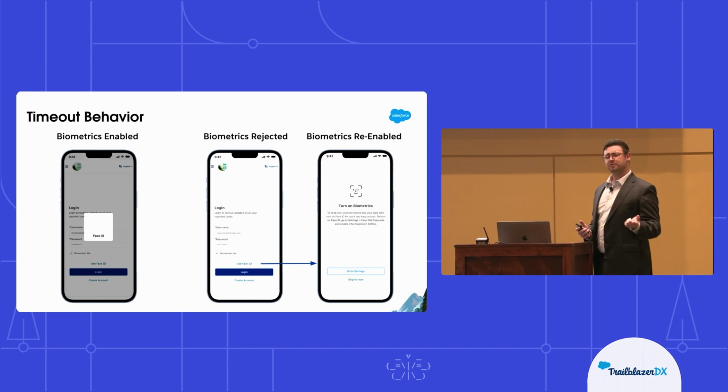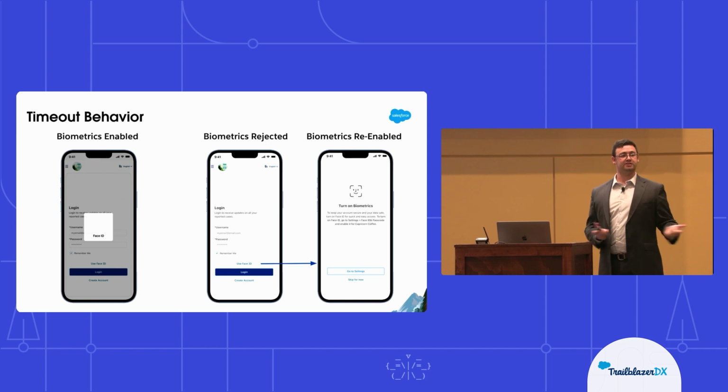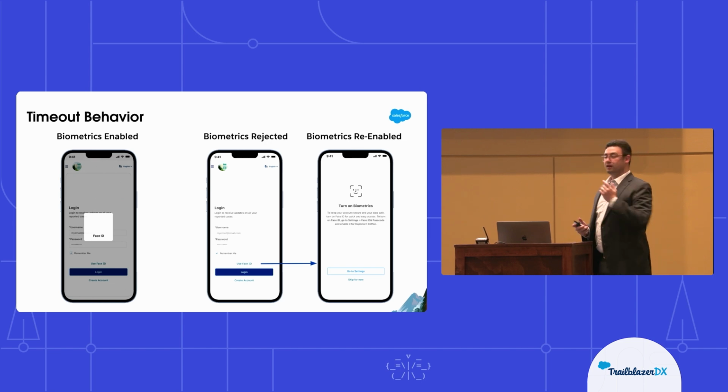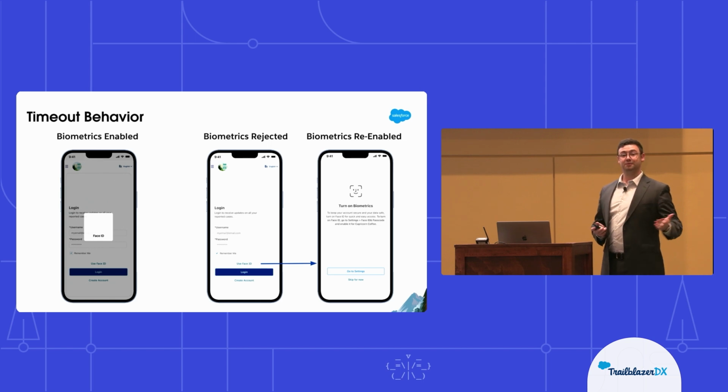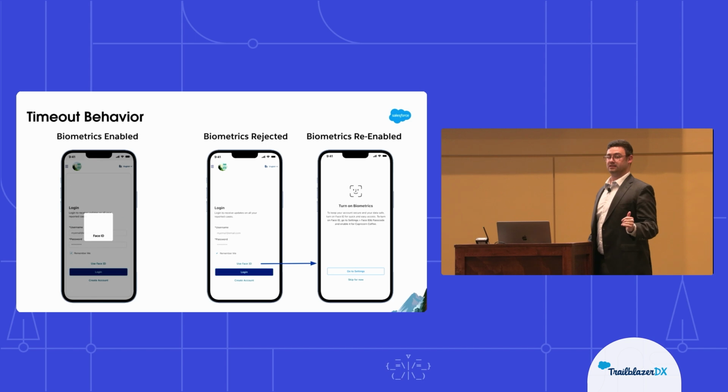But what if I'm a user that's gone through the entire process and I dismiss the biometrics request on the first time? Well, we've thought about that too. If you choose to go through this flow, you can actually tap the Use Face ID button, and then you can re-opt into the biometrics experience even if you missed it the first time. This is not available in the existing experience.